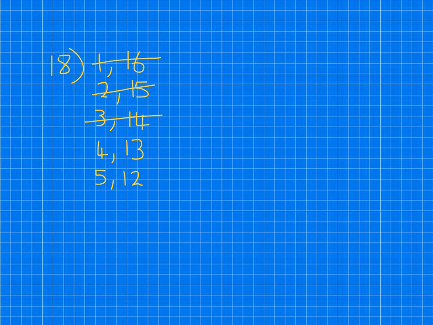So think carefully. Let's try the difference between 5 and 12. Well, the difference between 5 and 12 is 7, so we're getting there. The difference between 6 and 11 is 5, and the difference between 7 and 10 is 3. There are two numbers. There's 1 mark for each correct number.